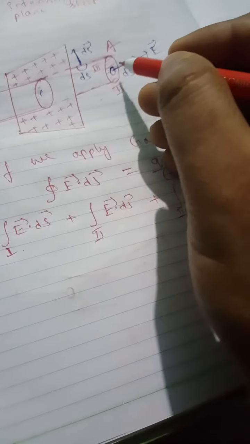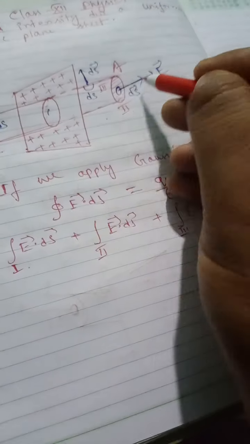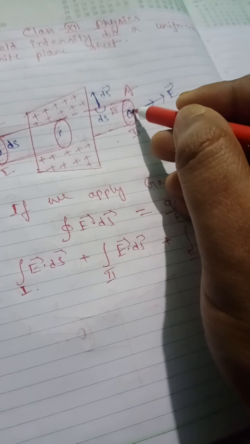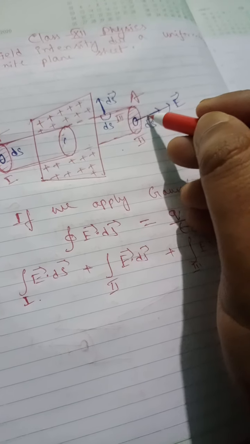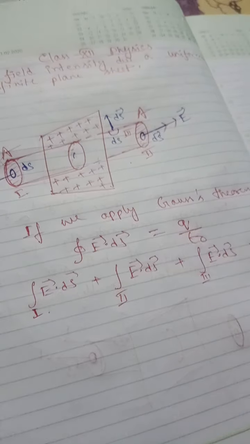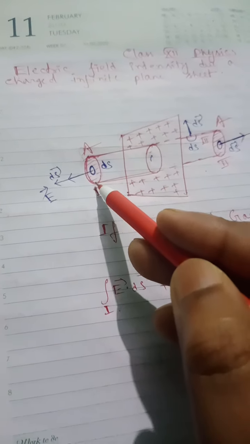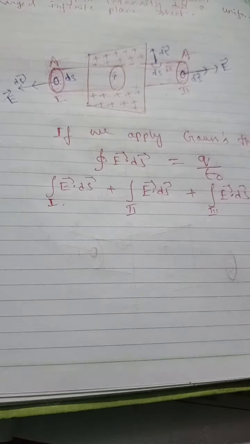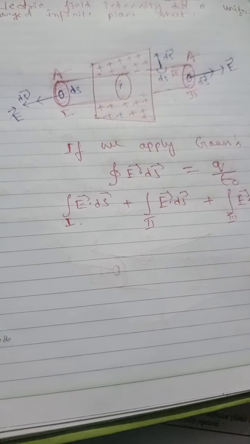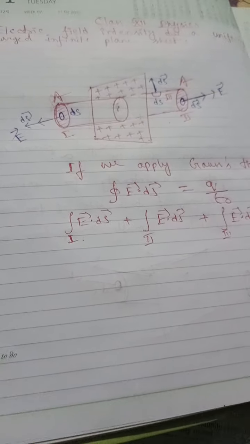Now we know that the electric field intensity for the plane sheet is always normally outward from the sheet. So if this is the small area element ds, the area vector of ds is normally outward, and the electric field is also along the same direction. So for region 1 and region 2, E and ds are along the same direction. So the angle between them is 0 degree.